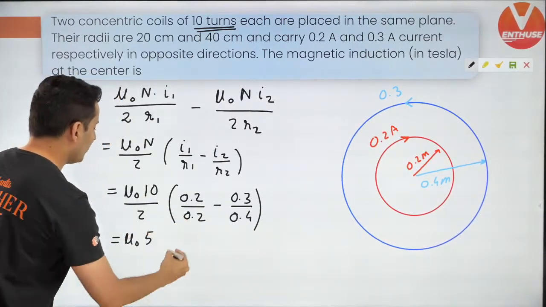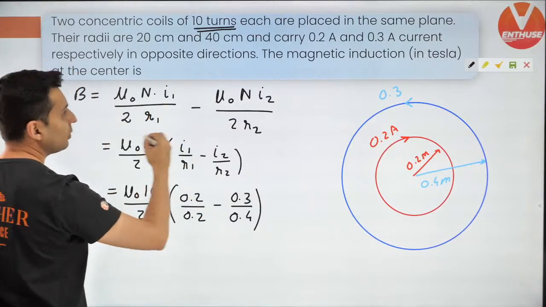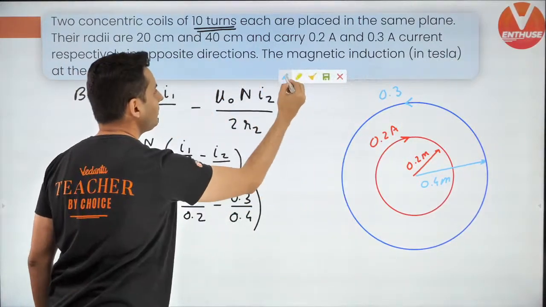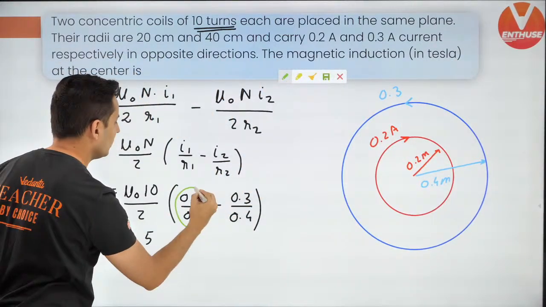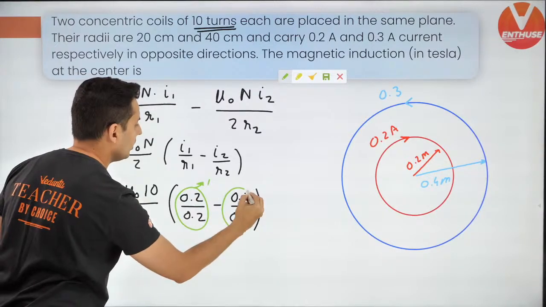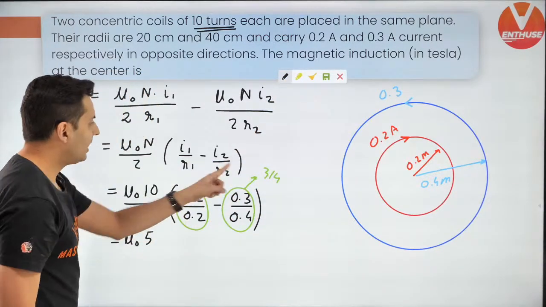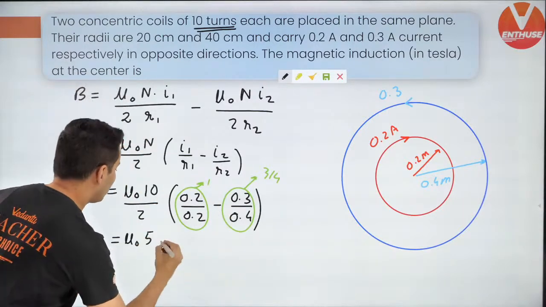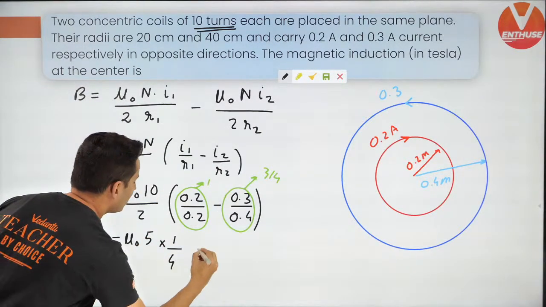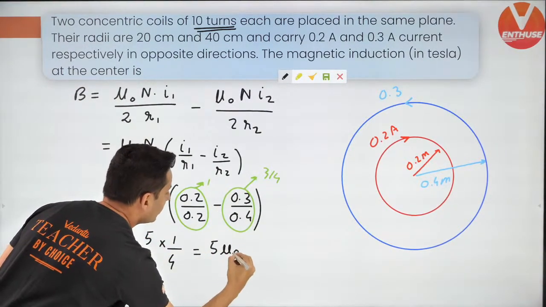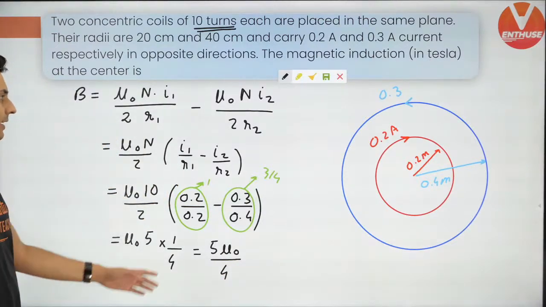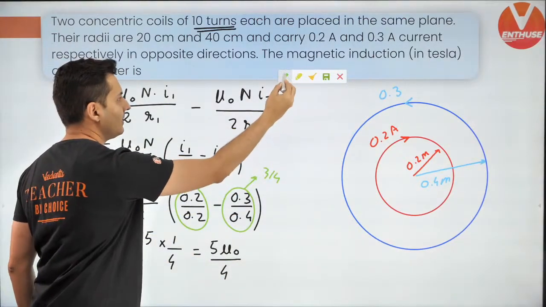Now 0.2 by 0.2 is 1, so if you want, I'll do the math over here. 0.2 by 0.2 is 1, and 0.3 by 0.4 is 3 by 4. So 1 minus 3 by 4 is 1/4, so it will be into 1/4. So the final answer is 5 mu naught by 4. That's the final answer. Is that fine, guys?